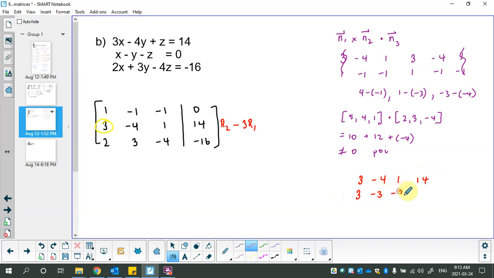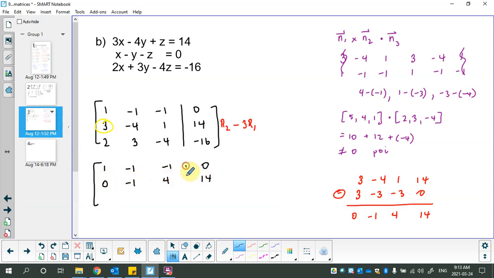So 3, 3, 3, 3. Subtract. 0, negative 1, 4, 14. That is my replacement for row 2, and I have achieved what I wanted to achieve, which is a 0 in that entry position.